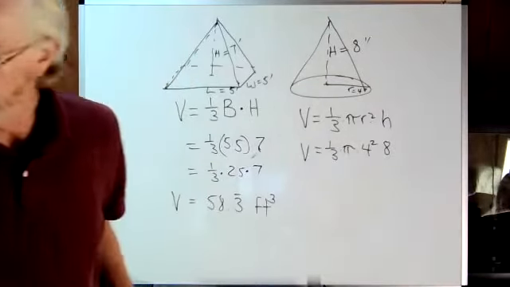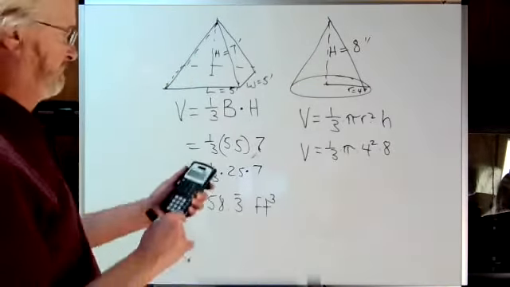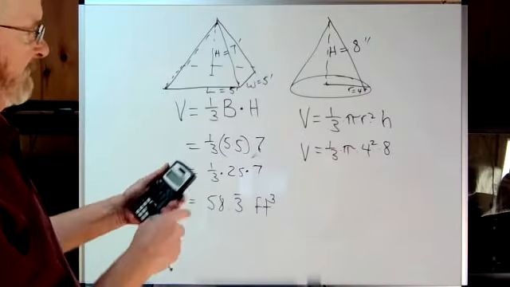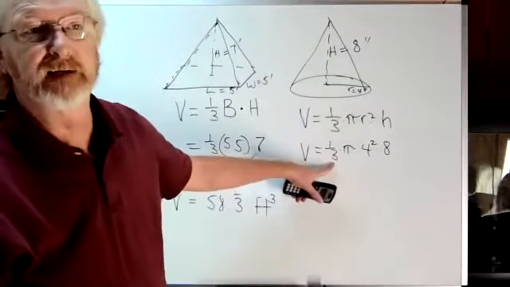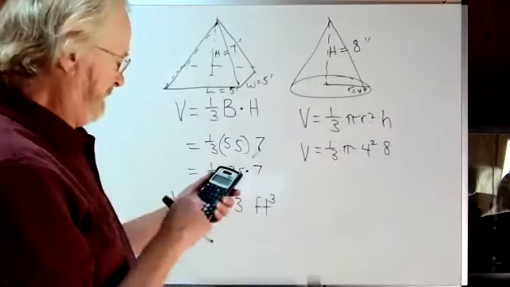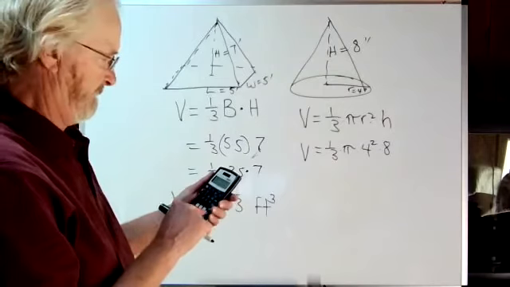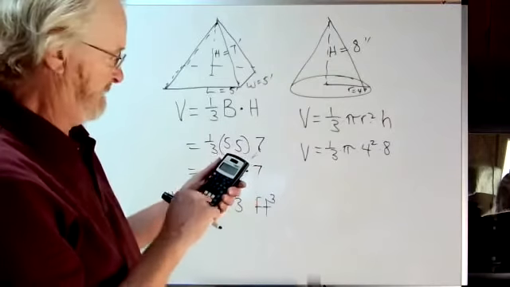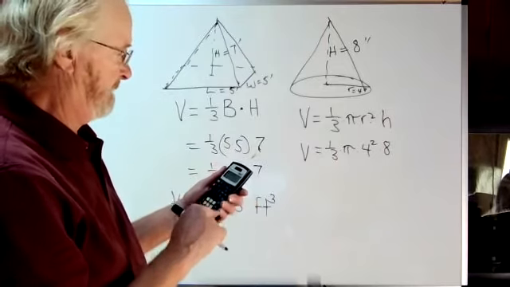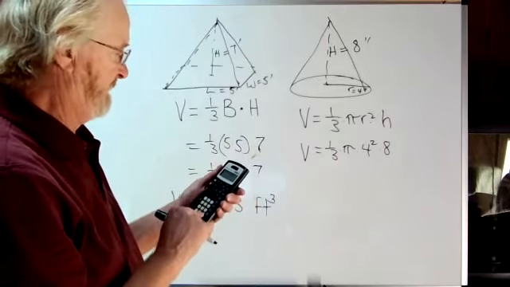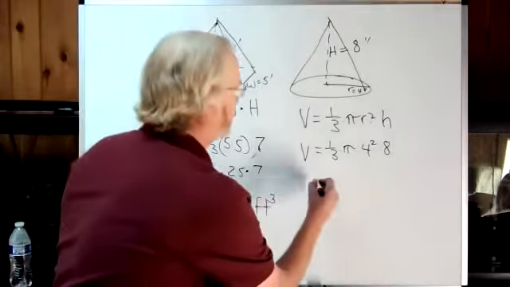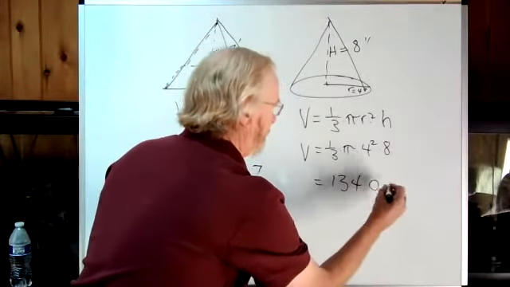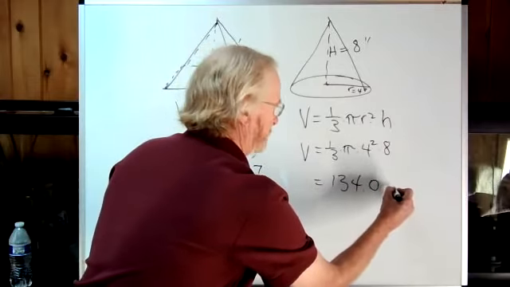Good, I've got to wrap this up. I like to talk about the homework problems usually at this section. Here we go, clear. So I'm gonna save the divide by 3 until the end, like I did before. Here's my pi times 4 squared, I use that square button again, times 8 divided by 3, and I've got 134.0, and what did I do? Inches cubed.